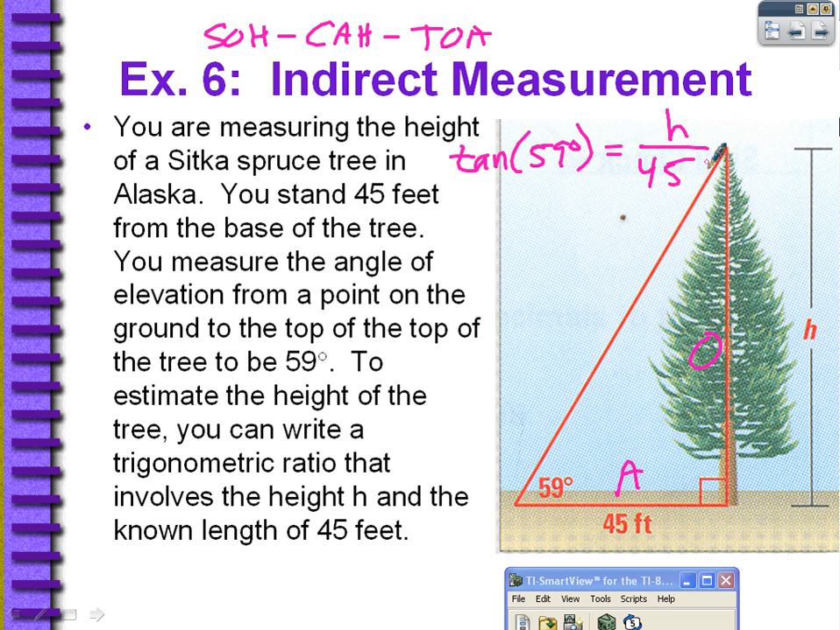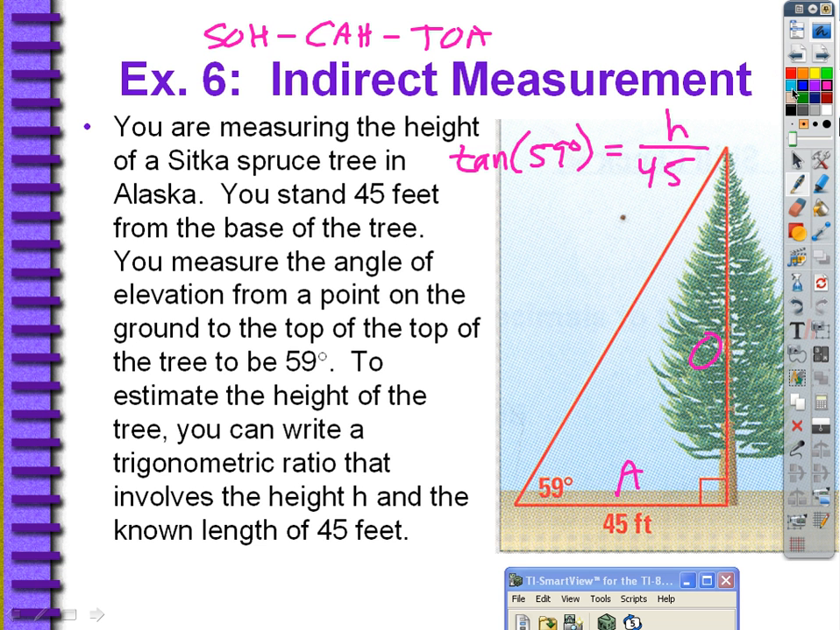So now, how would we solve that mathematically? The unknown that we're trying to solve for is h. And we know by now really well that solving for a variable just means isolating. How do I get that h by itself? Yeah, multiply by 45. That's how I undo dividing by 45. So we get the answer h equals 45 times tangent of 59 degrees. So do we just plug that into our calculators?